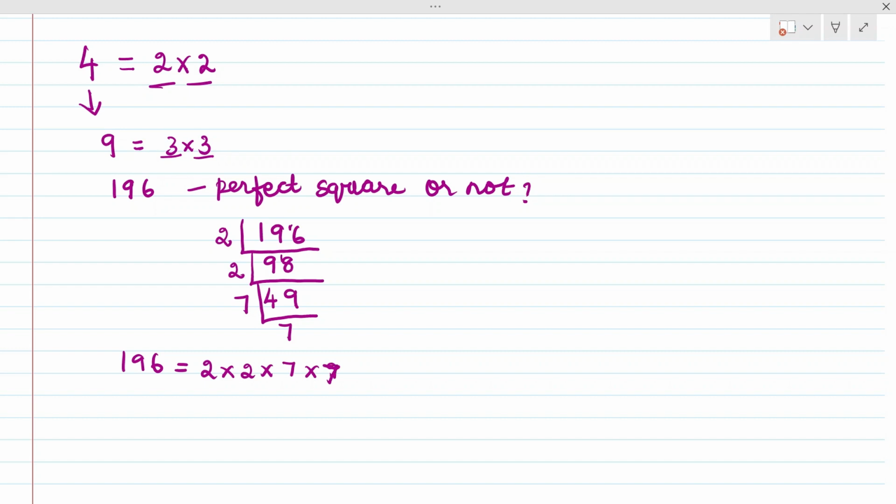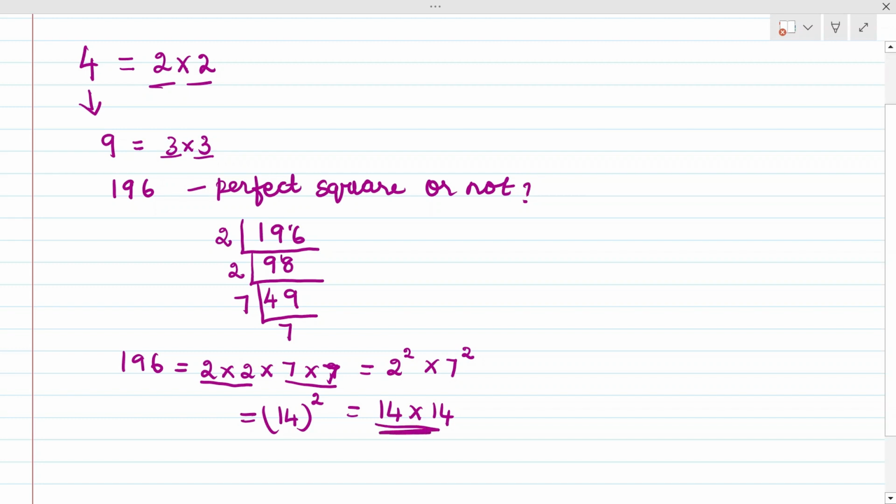So now if you group it, you have two 2's and two 7's. That means this can be expressed as 2 square into 7 square. So 196 can be expressed as 2 square into 7 square. That is 14 square. So 196 can be expressed as 14 into 14 or 14 square. So 196 is a perfect square and its square root is 14. 14 into 14 is 196. So 196 is a perfect square number.